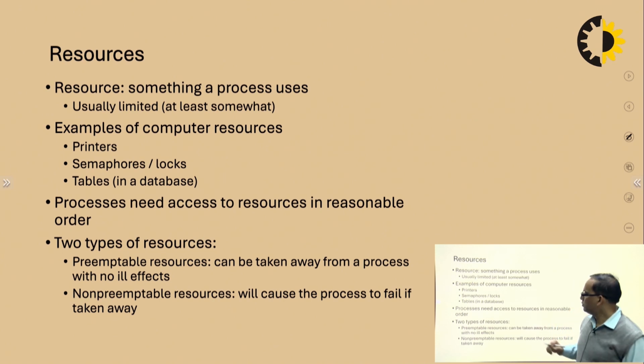Okay, so processes need access to resources in a reasonable order. It means the allocation of the resources to different processes must be in an efficient manner, or you can say in a synchronized manner, so that resources can be allocated to each and every process, and each and every process can complete its execution.